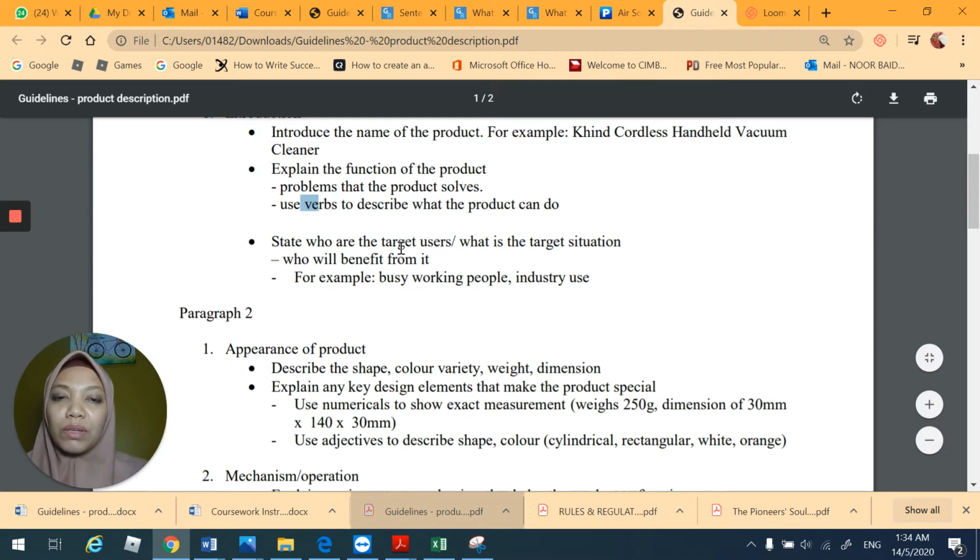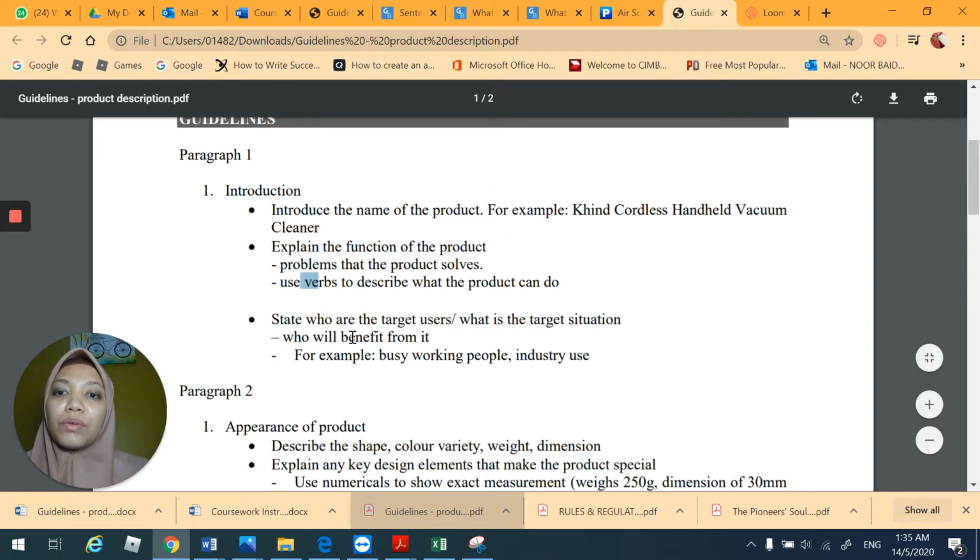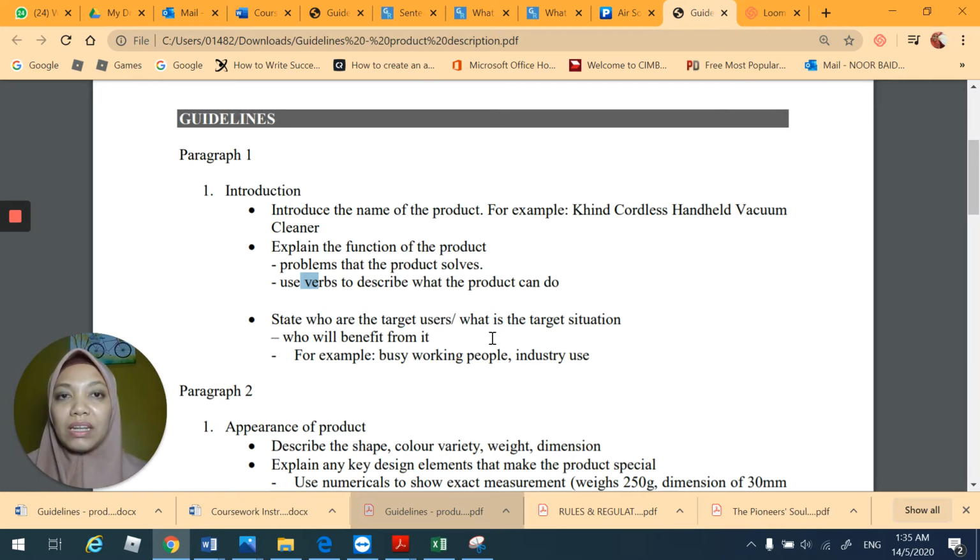Next item that you can put in paragraph 1 is to state who the target users are, or in what situation you actually need to use the product. Who will benefit? Is it meant for people working in a certain industry, or is it for housewives? Is it for young adults? Is it for YouTubers who are making videos? This is for your target reader analysis. Who is the product meant for?